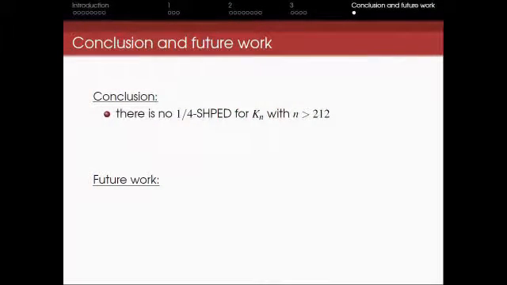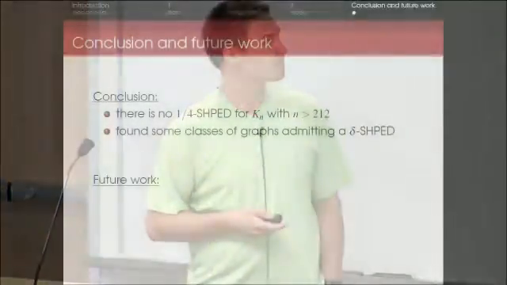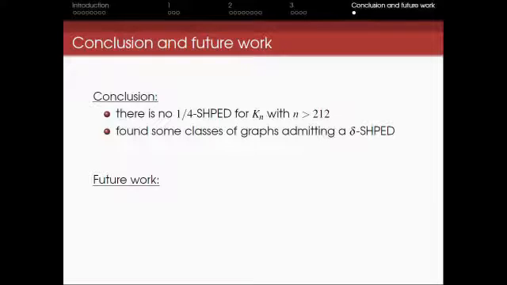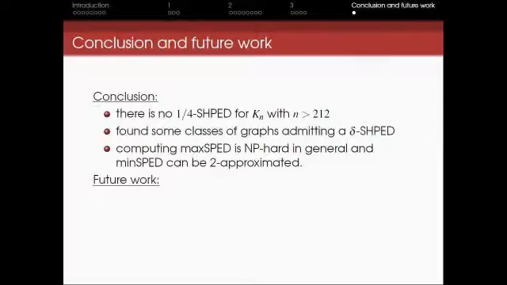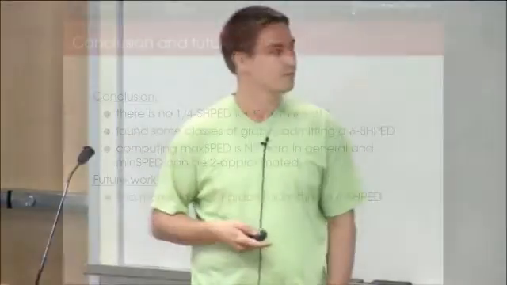So let me conclude now the results. We have proven that there is no quarter SPAD for the complete graph with more than 212 vertices. We found some classes admitting a delta SPAD, and computing maximum SPAD is NP hard in general, and the min SPAD can be 2 approximated.